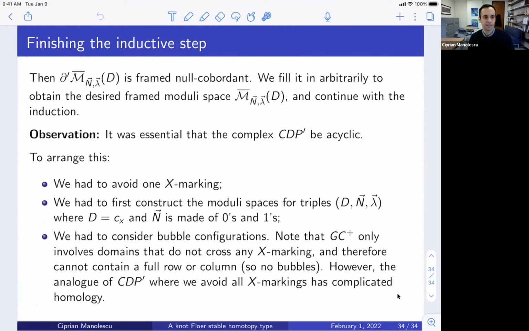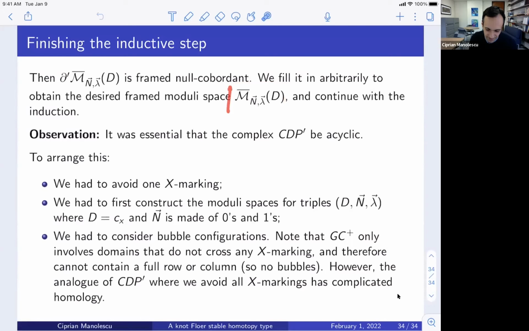Okay, and now we are ready to finish the inductive step. So we have this moduli space that's previously constructed, and we arrange for it to bound something, and we're just going to fill it in with whatever. It doesn't matter with what. In fact, whatever we're filling it in with, we may change it at the next step, but it won't matter. It just matters that you can do it. So you do this, and then you continue with the induction. So at each step, you define the moduli space of the next dimension by starting from points and then doing this inductive step. And this way you get the framed flow category.